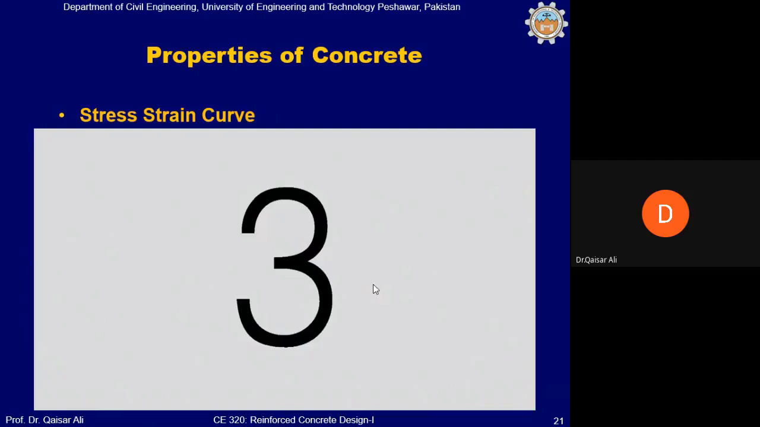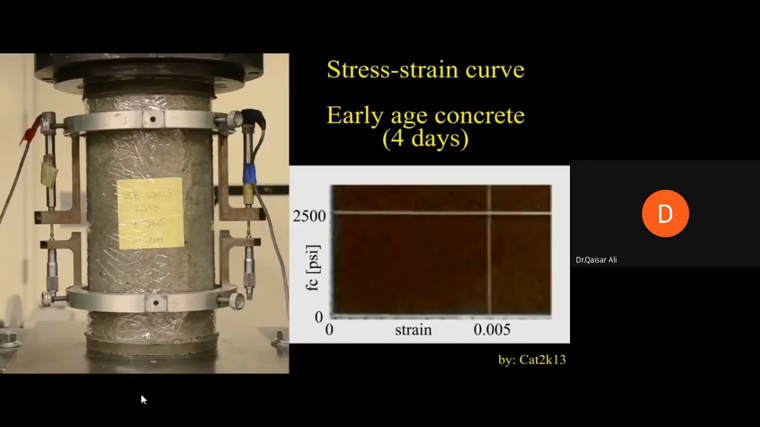Next I will show you a video of a test on a concrete cylinder. The stress strain curve and the test of the cylinder are both shown side by side. The cylinder age is 4 days. The concrete age is 4 days, so you can see early age concrete.